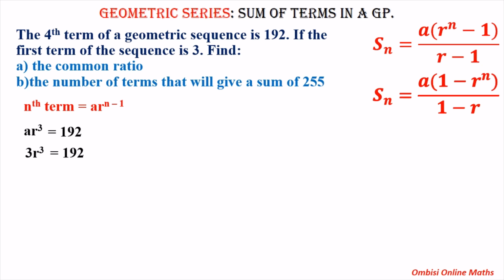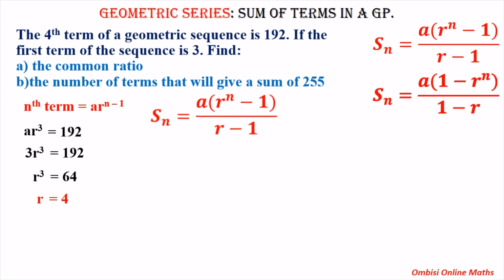Divide both sides by 3. So r cubed equals 64. Find the cube root on both sides, or you raise both sides to the power of 1 over 3, and you end up with r equals 4. So it means that the common ratio of this sequence is 4. Now, since we found that the common ratio r is 4, it means that the value of r is greater than 1. Given that the value of r is greater than 1, we are going to use the first formula.